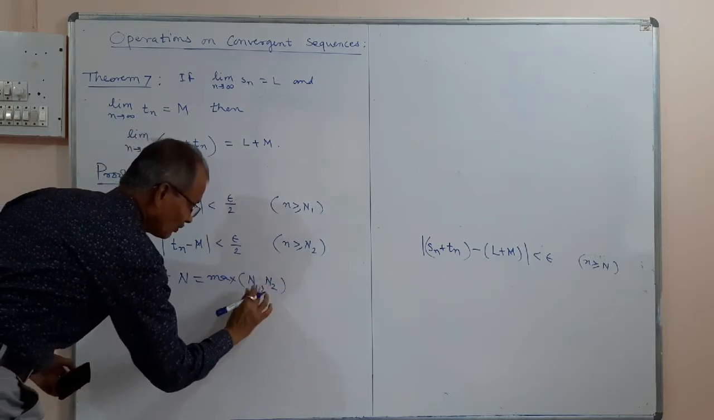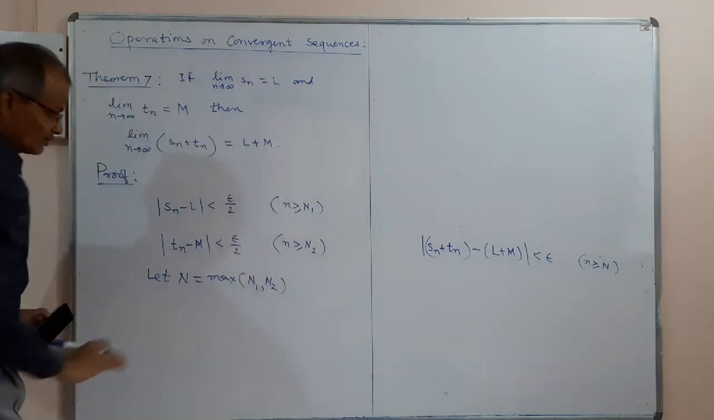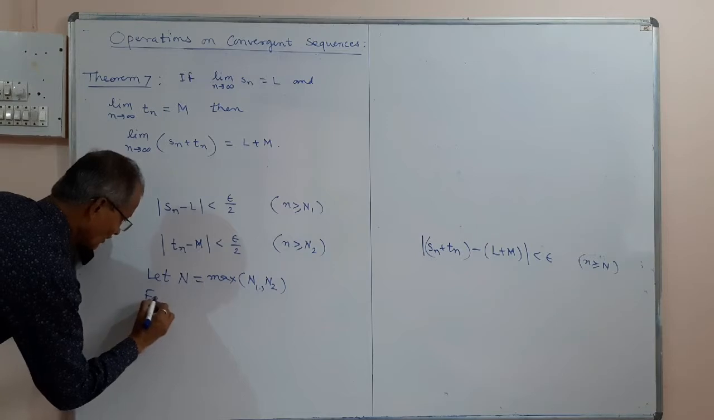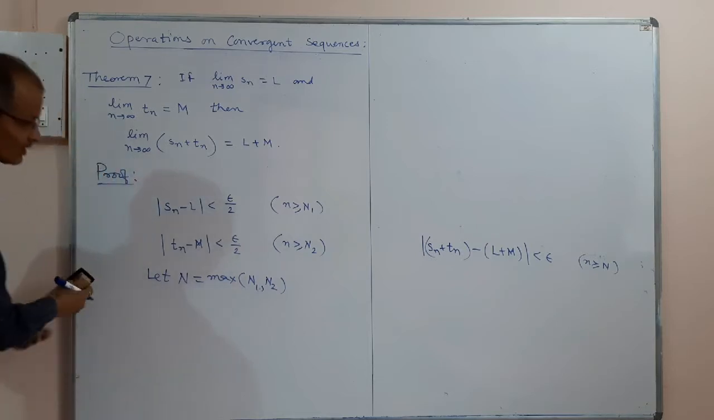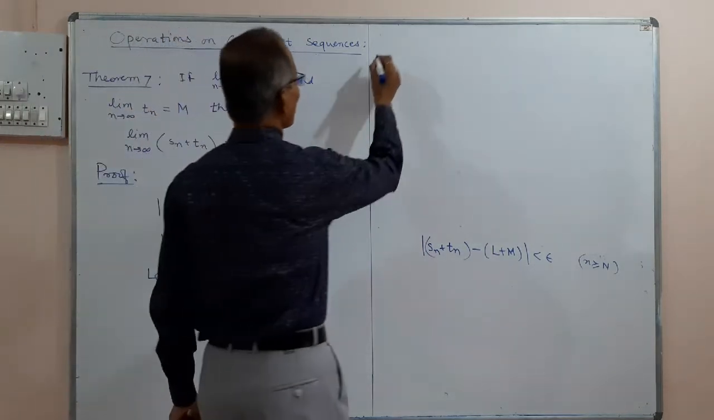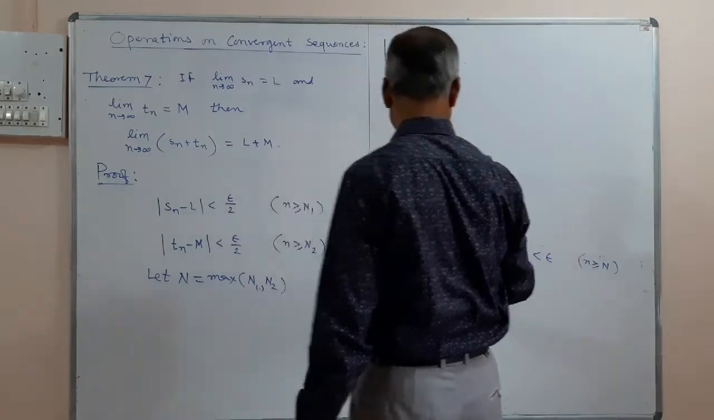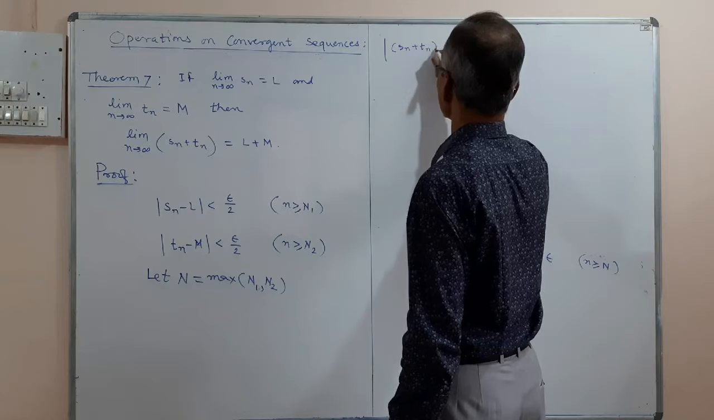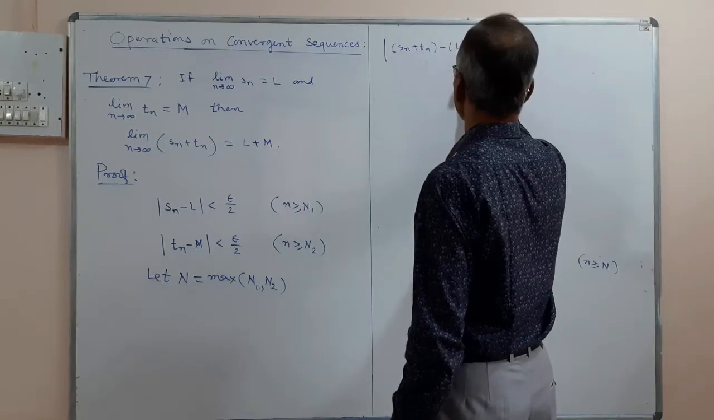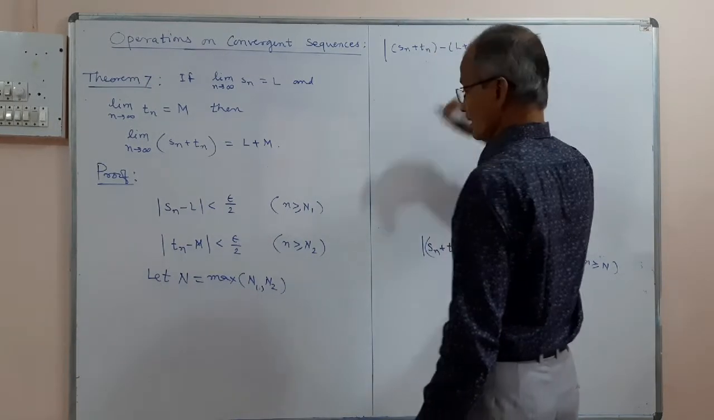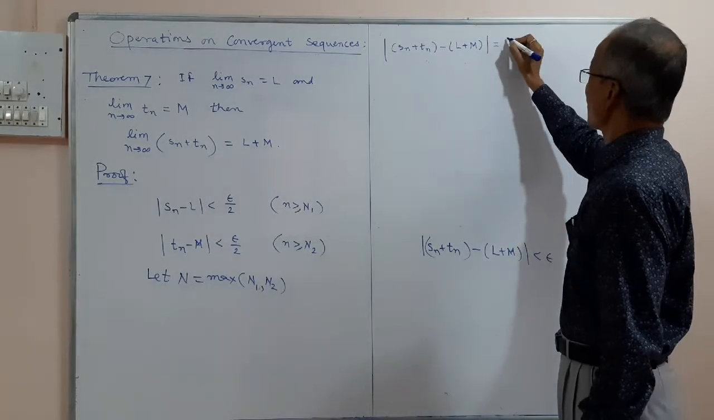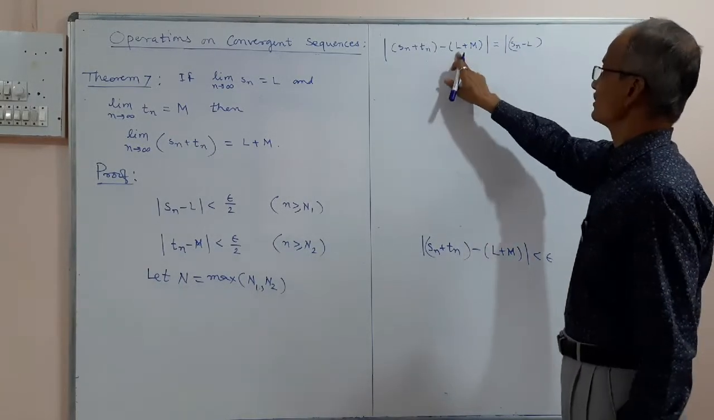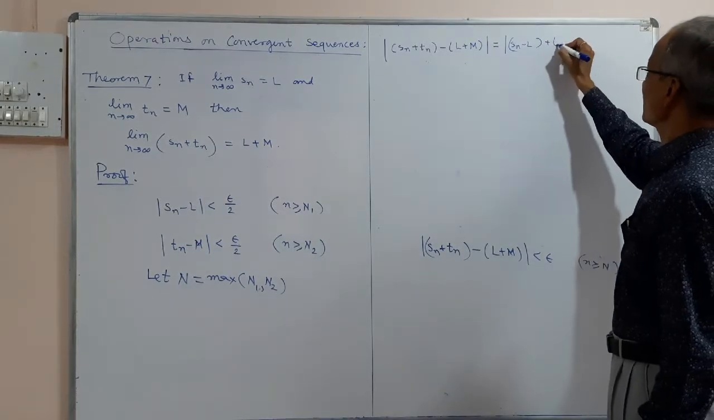So then both the results, 1 and 2, hold. Then for this n, what we shall consider is mod of Sn plus Tn minus L plus M. And now you see this is equal to mod of Sn minus L, we separate this, plus Tn minus M.